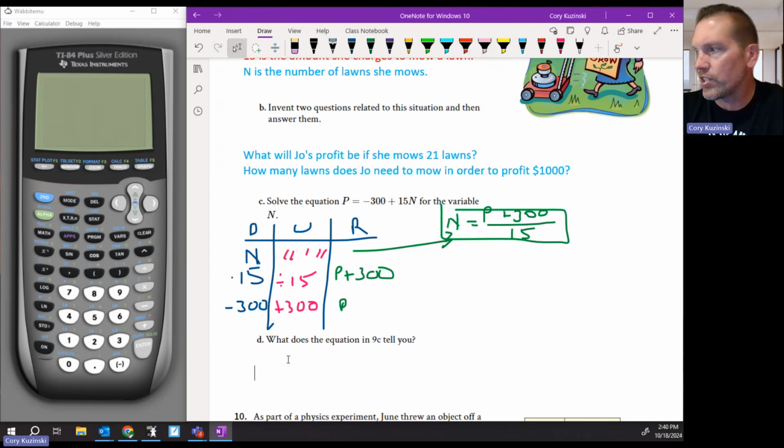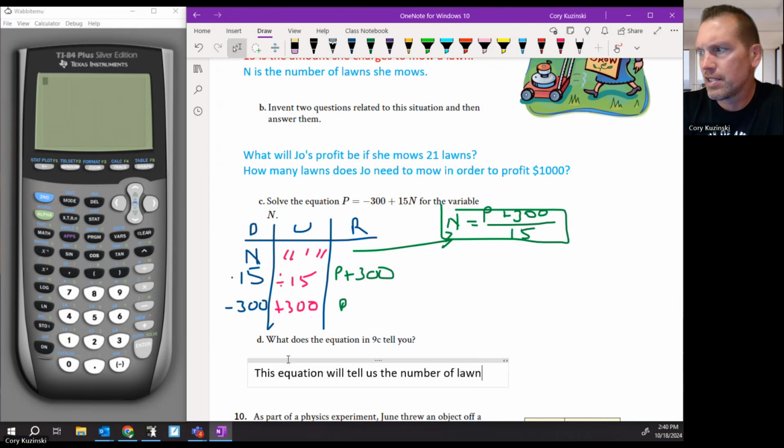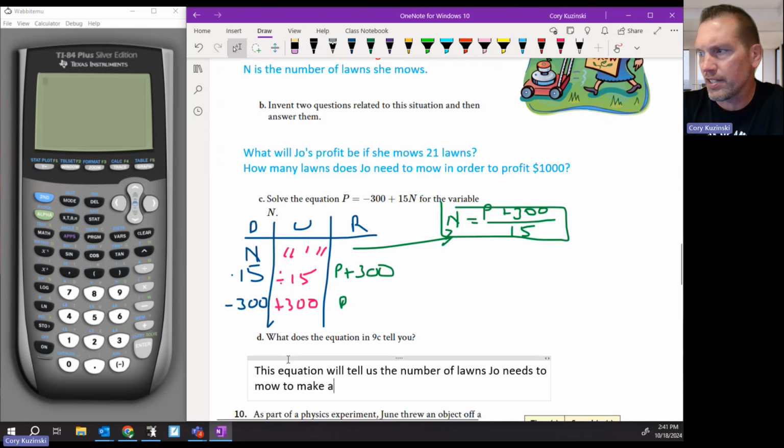What does the equation in 9C tell you? This equation will tell us the number of lawns Joe needs to mow to make a certain profit.